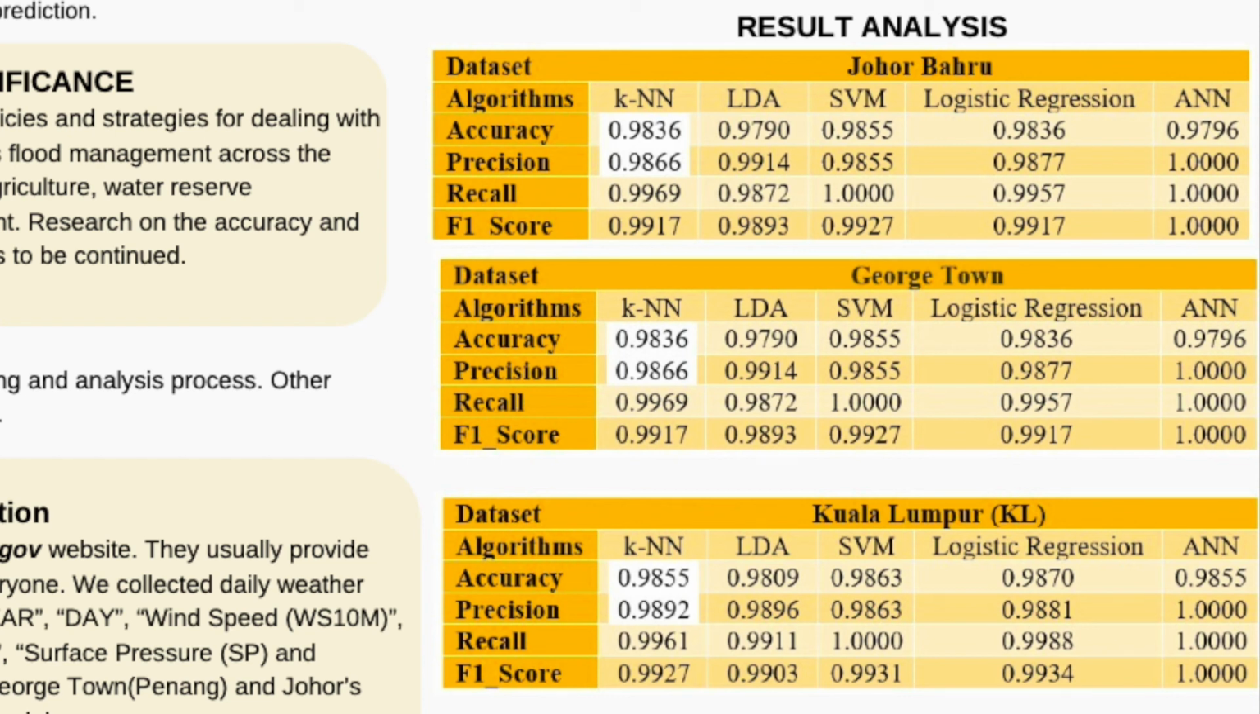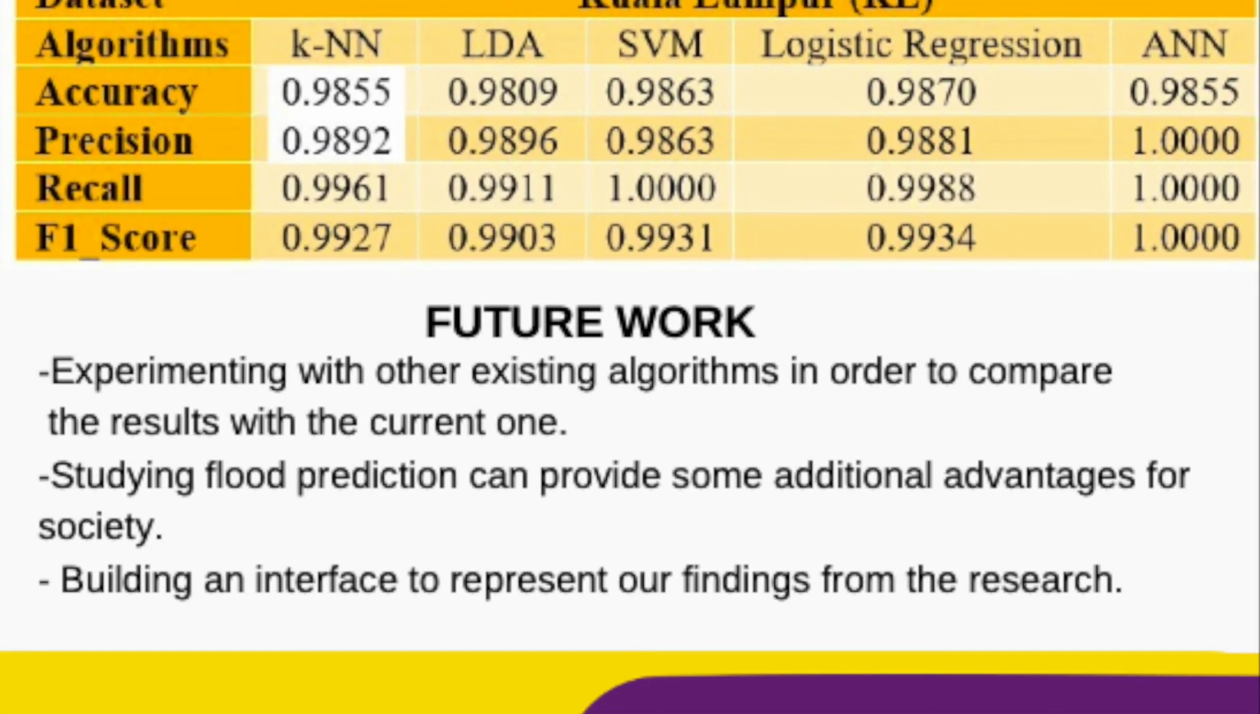By analyzing the results, we can say that SVM showed the highest accuracy, whereas ANN also worked pretty well for our datasets. And for the future work, we will be experimenting with other existing algorithms using these datasets, and we will compare the results with the current ones. We are also planning to study flood prediction, which can provide some additional advantages for society. We also plan to build an interface to represent our findings from the research.